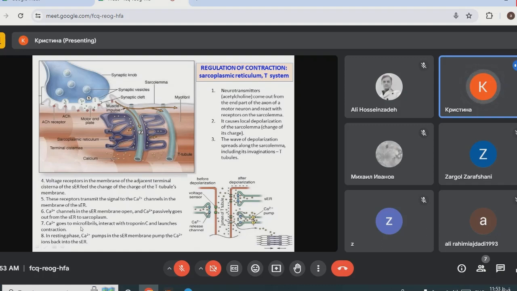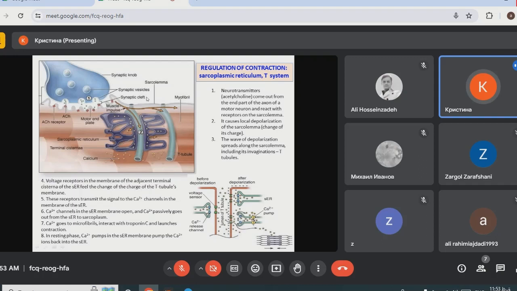So this is step 7, and when the contraction is finished and we want to return to resting state, we need all the calcium to go back to its storage place, to the smooth endoplasmic reticulum, and this happens with the help of the calcium pumps, ion pumps located also in the membrane of smooth endoplasmic reticulum, which pump calcium inside the smooth endoplasmic reticulum from sarcoplasm.